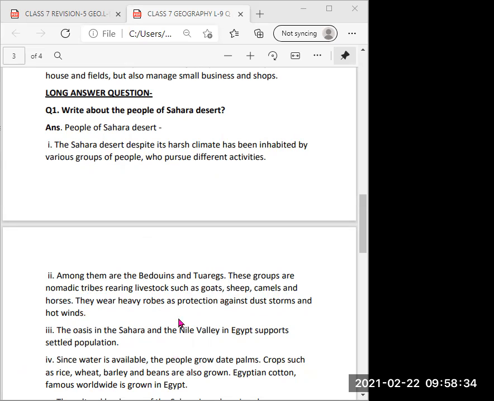They wear heavy robes as protection against dust storms and hot winds. Again, you have to write down about the clothing also, that they wear heavy robes as protection against dust storms and winds.